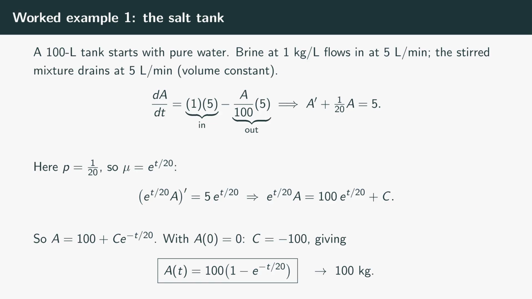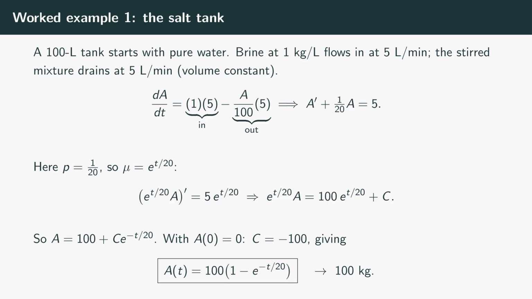Let us put numbers on it. A 100-liter tank starts with pure water, no salt. Brine at 1 kilogram of salt per liter flows in at 5 liters per minute, and the stirred mixture drains at 5 liters per minute, so the volume stays fixed at 100 liters. The salt-in rate is 1 times 5, which is 5 kilograms per minute. The salt-out rate is the current concentration, A over 100 times 5, so A prime equals 5 minus 5A over 100.